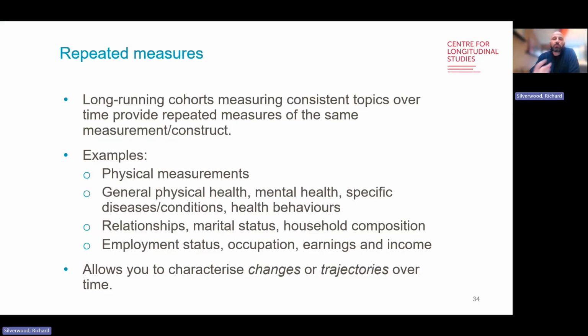Another feature that I think has already been mentioned is repeated measures. So in each of the cohort studies, we're interested in topics that we managed to observe fairly consistently over the life course, with repeated measures of the same or a very similar measurement or construct. So some examples of this would be physical, anthropometric measures, measures of health and mental health, and a variety of different socio-demographic characteristics across the life course. And having these repeated measures of the same or very similar measurements or constructs allows us to characterize the changes or the trajectories of these features of people's lives over time.